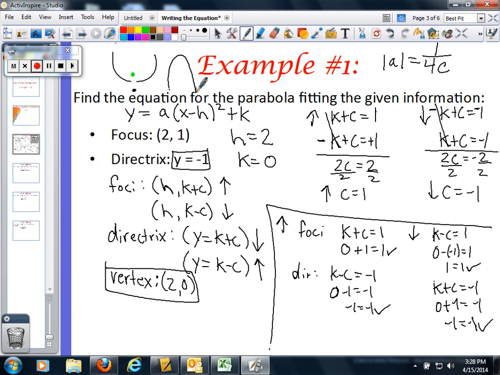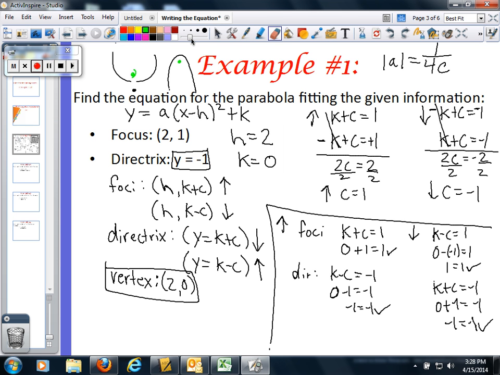So if my graph is going down, then my foci would be here. If it's opening up, it's going to be a point that's above the vertex. If it's opening down, it's going to be a point that's below the vertex. My foci, if you notice here, is 2, 1, which means it's a point that's above the vertex. So that means my graph is going to open up.